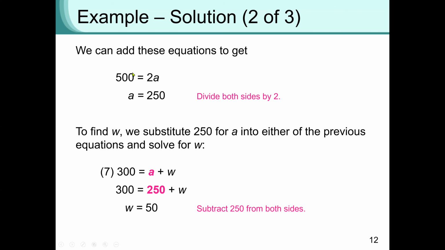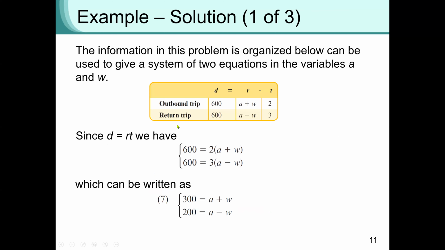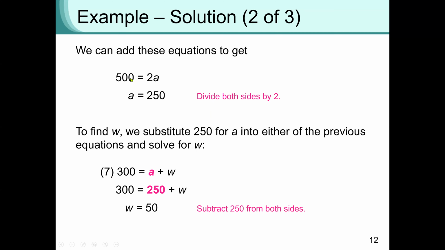So we can use substitution or elimination method, it is up to us. Here we decided to use substitution. Actually, we have minus W and plus W, so let's use the elimination first, then second, we use substitution. If you combine these two, W will cancel W. We are going to get 500 equals 2A. So this means A will give us 250.